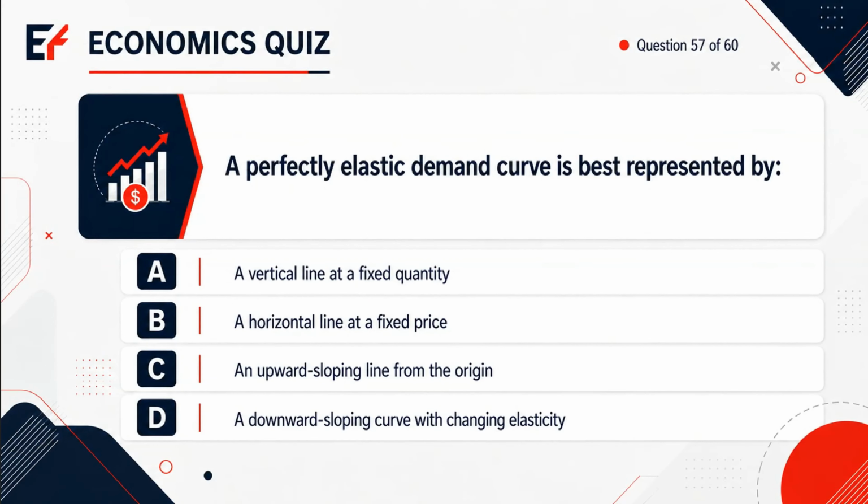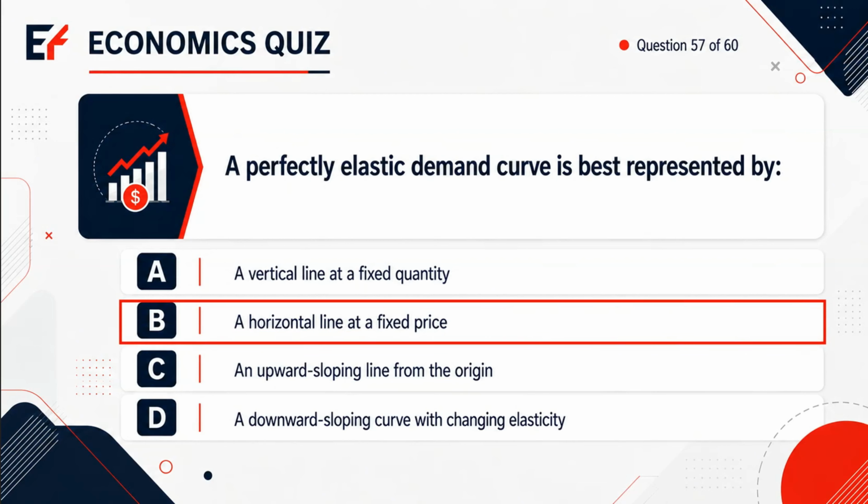Question 57. A perfectly elastic demand curve is best represented by A. A vertical line at a fixed quantity, B. A horizontal line at a fixed price, C. An upward sloping line from the origin, D. A downward sloping curve with changing elasticity. The correct answer is B.